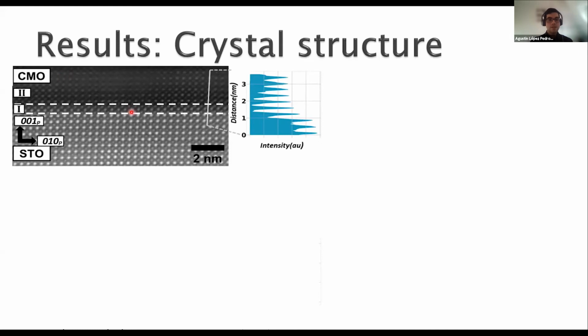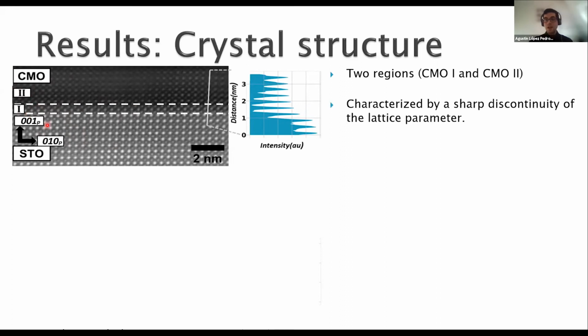From these high resolution TEM images, we were able to identify 2 regions in the samples that we call CMO1 and CMO2. Here are marked with this black and white dotted line, marks the first region, which is closest to the substrate, and the second region, which is above the first one. These regions are characterized by a sharp discontinuity of the lattice parameter.